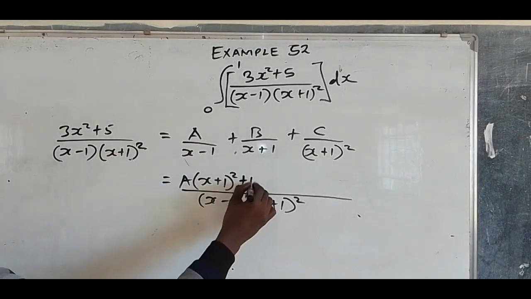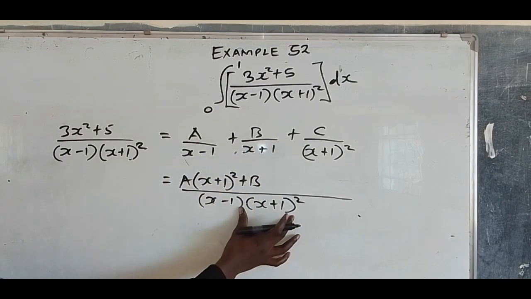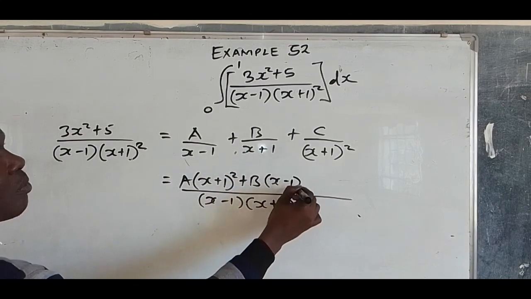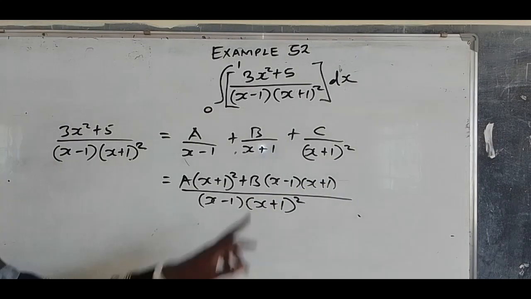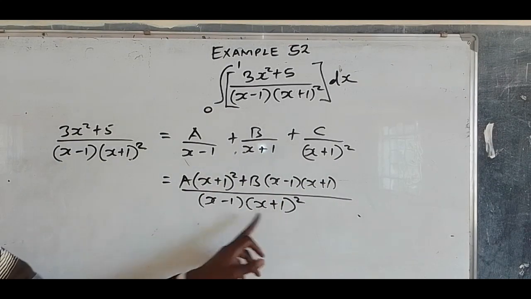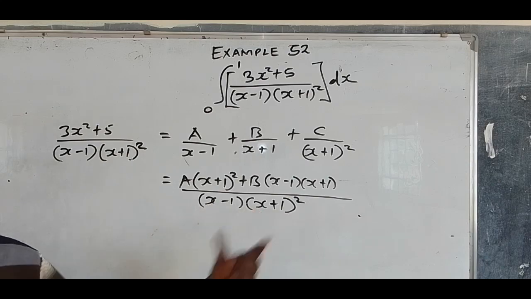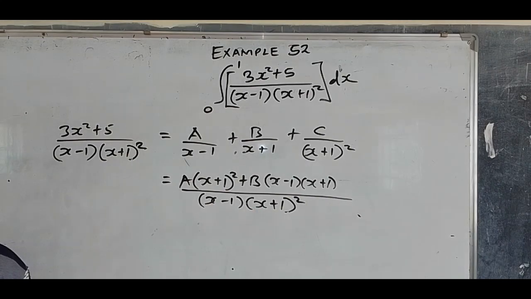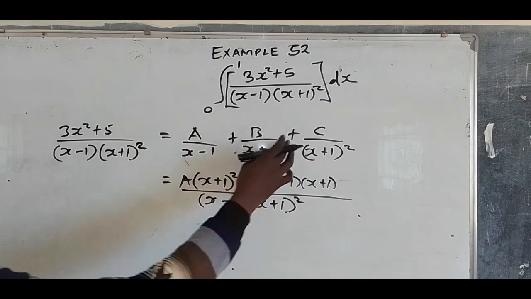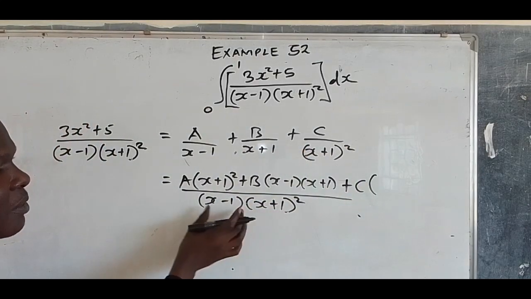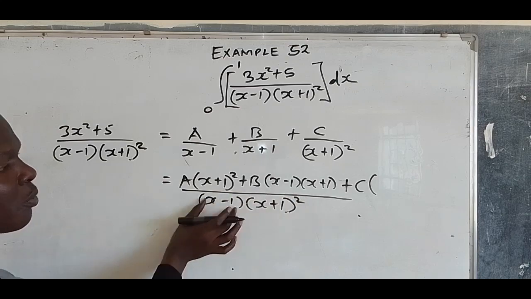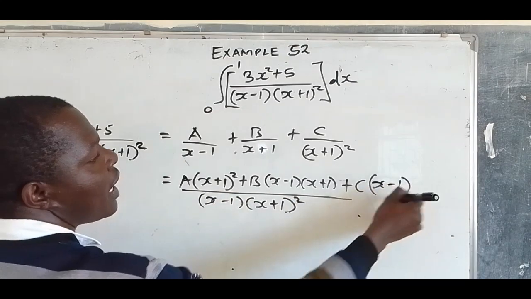Then plus B, x plus 1 goes here how many times? It goes x minus 1, x plus 1 times, isn't it? Because if you remove x plus 1 from here, you remain with x minus 1 and x plus 1, because there are two of them here, isn't it? You go to the next one, plus C, x plus 1 squared goes here how many times? If you remove x plus 1 squared, you remain with x minus 1.